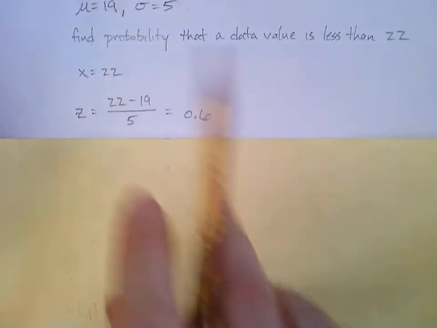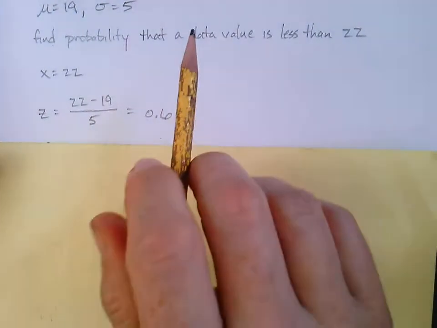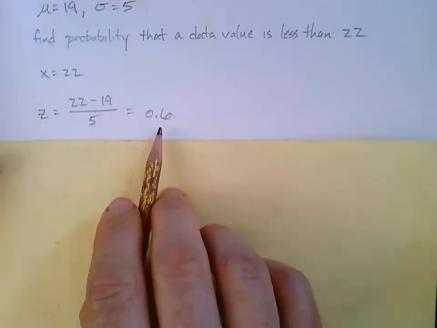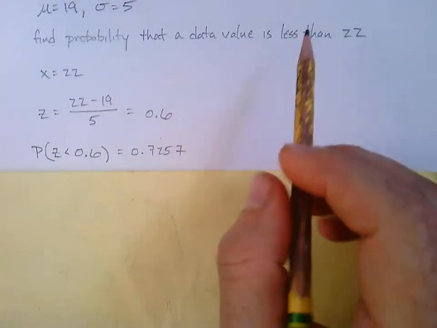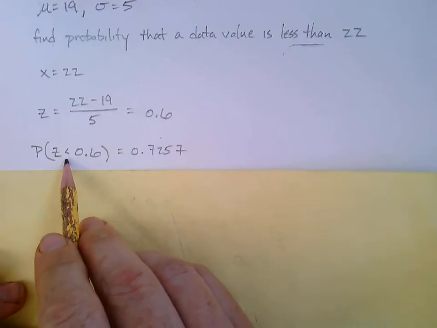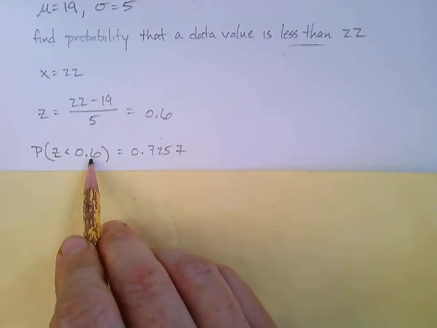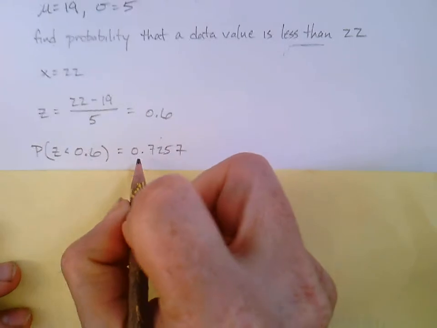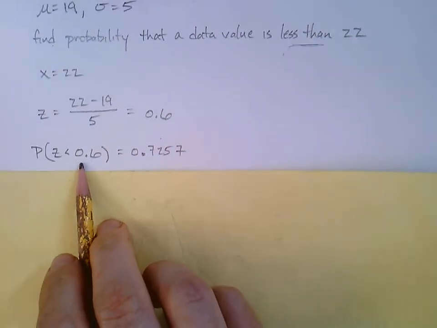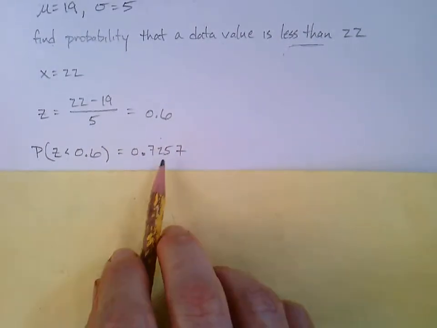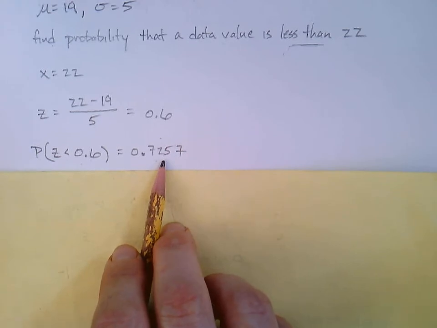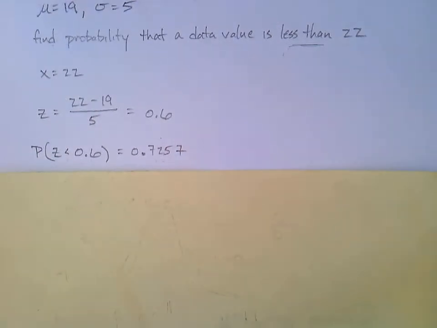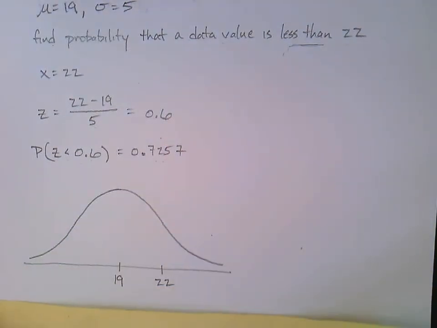Okay, then to find the probability that the data value is less than this z-score, well, what do we need to do? Find the probability that z is less than the z-score we just calculated, 0.6. And of course, at this moment, I will look to my table of z-scores, and I've done it already. 0.6 tells me a probability of 0.7257. Okay, so that's the answer to the question. But now I want to do this drawing. How does that work? Okay, here's what you'll do.